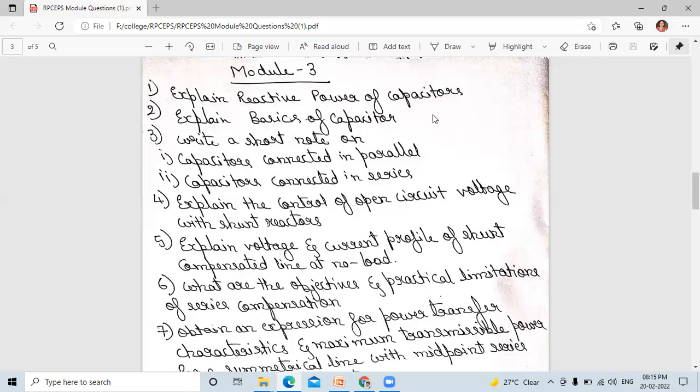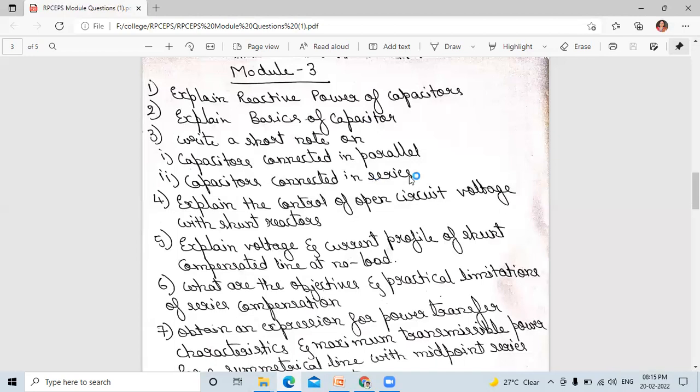So explain reactive power of capacitor, explain basics of capacitor. These are the direct questions. I think no need of explaining again. Write a short note on capacitors connected in parallel, capacitors connected in series. Don't write one sentence. Okay, if you have written also, it should be related to the power system. Okay, don't mix the topics.